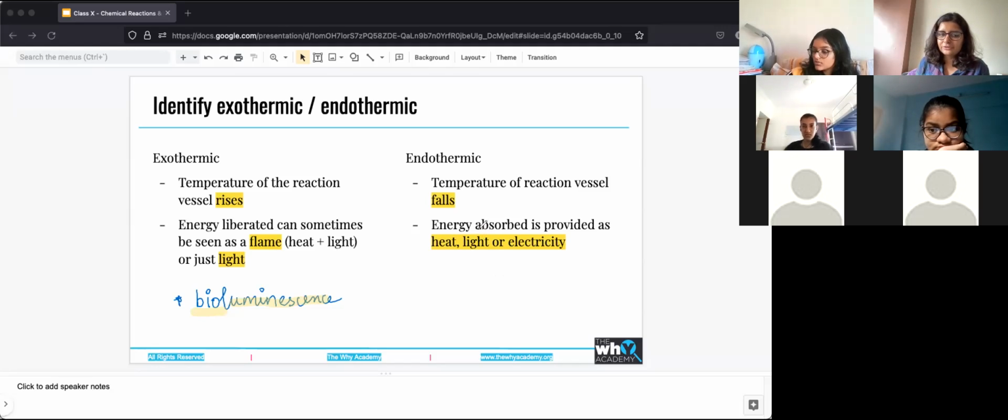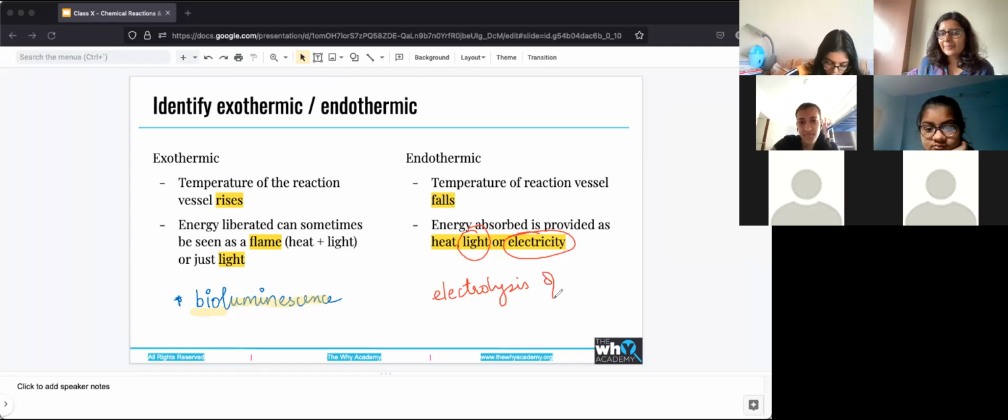So there it's an endothermic reaction, where light is the energy we are providing, or we can also give electricity. Have you guys come across any reactions with electricity being provided in your lower classes anywhere? Do you guys remember electrolysis of water?